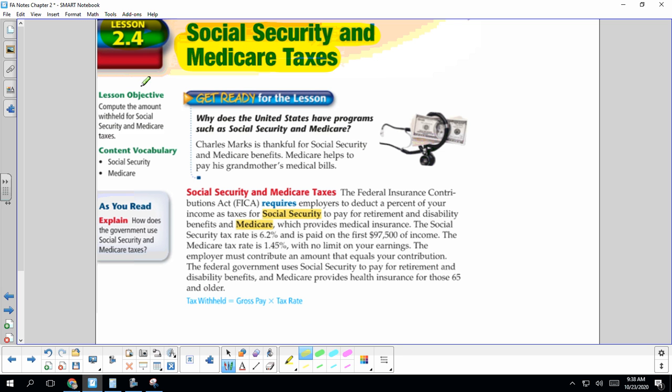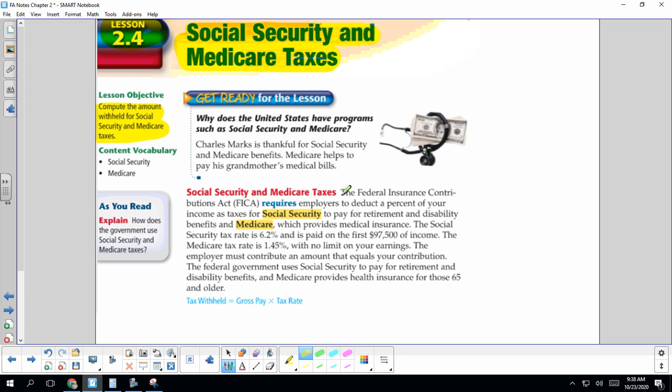All right, the lesson objective is to compute the amount withheld for Social Security and Medicare taxes. So you thought that the federal taxes that we studied in Section 1 included the Social Security and Medicare taxes, but it doesn't. So on top of the federal, we're going to specially tax you on Social Security and specially tax you on Medicare.